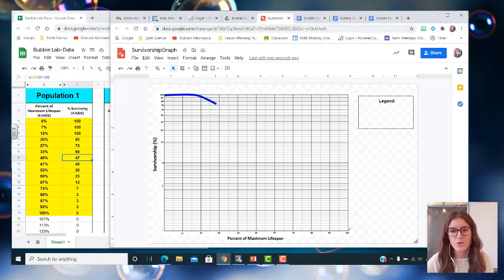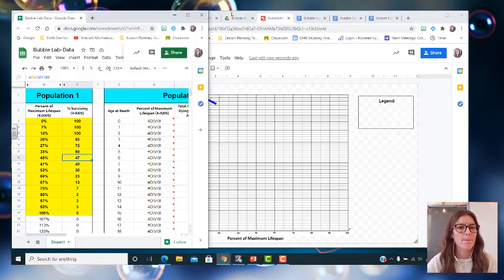Let me know if you have any issues with that. Don't forget that for every graph, especially since you're going to have two lines in the same graph, you definitely need a legend. And then you also need to have a title for your graph. Okay.